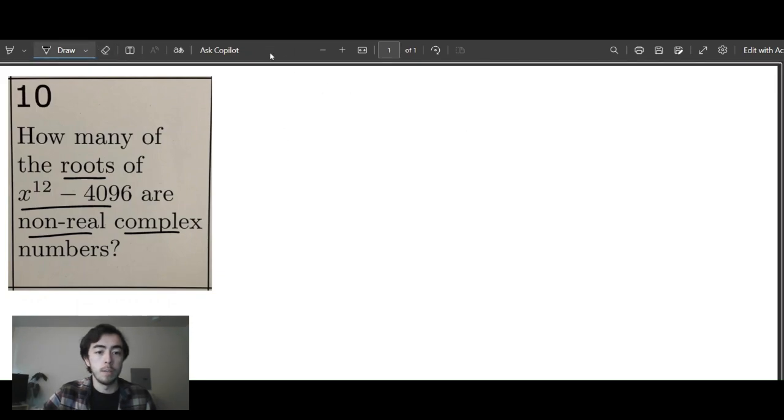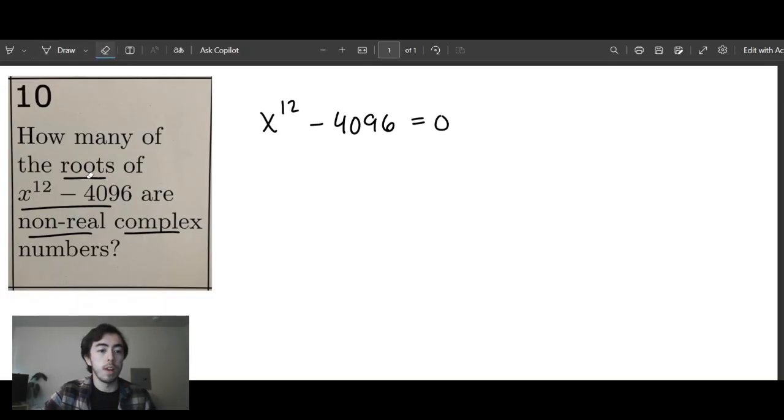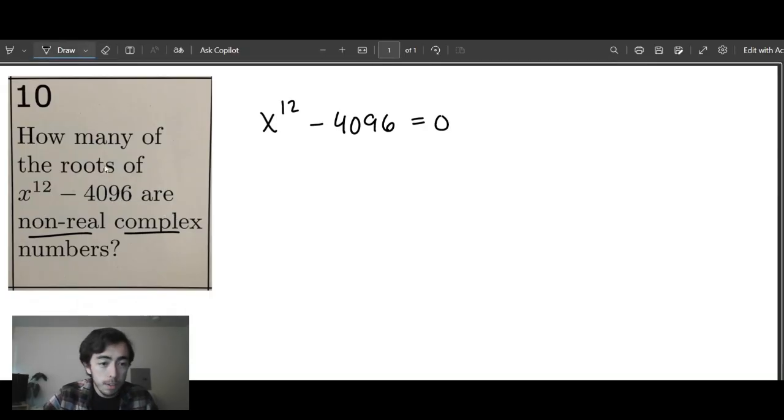And a root of a polynomial is going to be some number that I plug in right here for x, such that I get the value 0. So to rephrase this question, how many roots of this expression are such and such, I'm basically asking how many different numbers can I plug in that produce a 0 that satisfy whatever condition is right here. I'm trying to find roots that are non-real complex numbers.